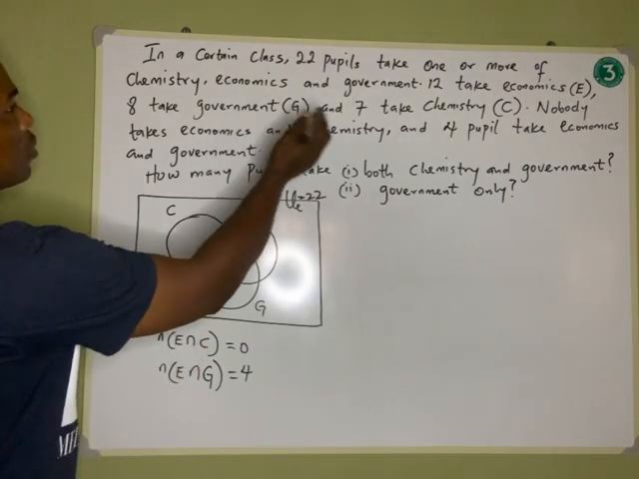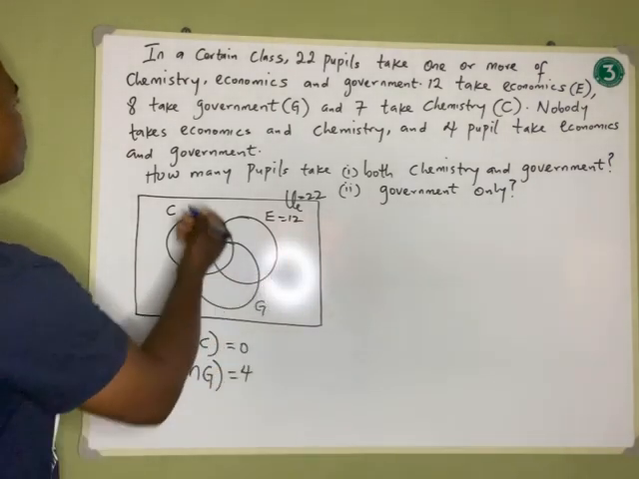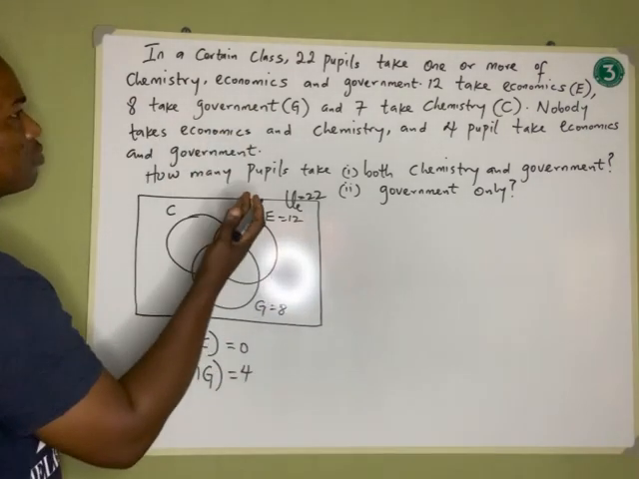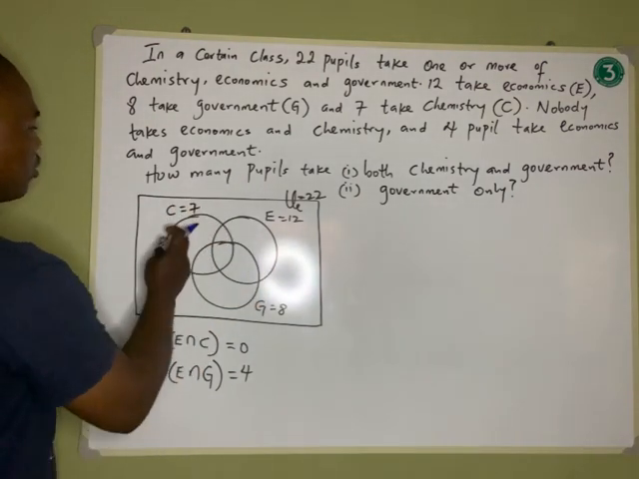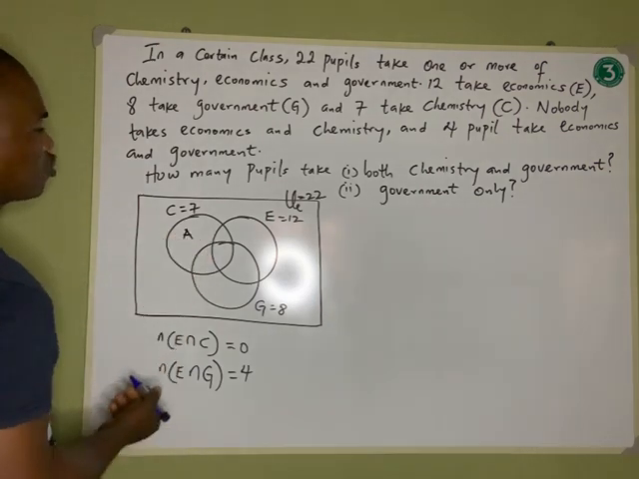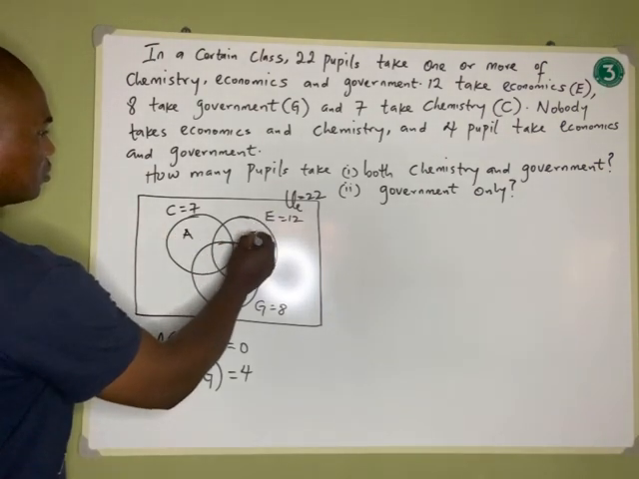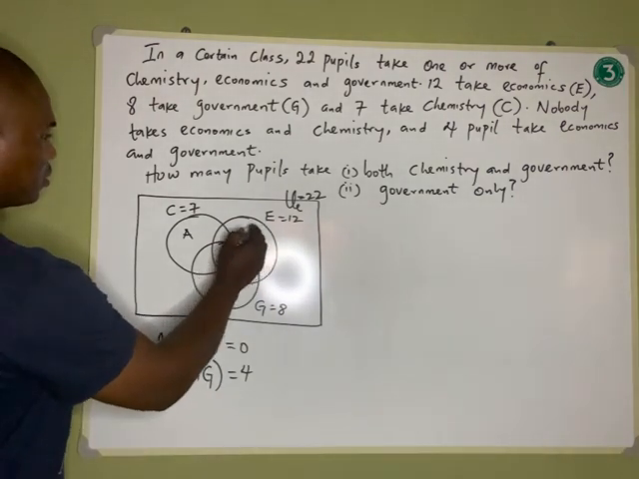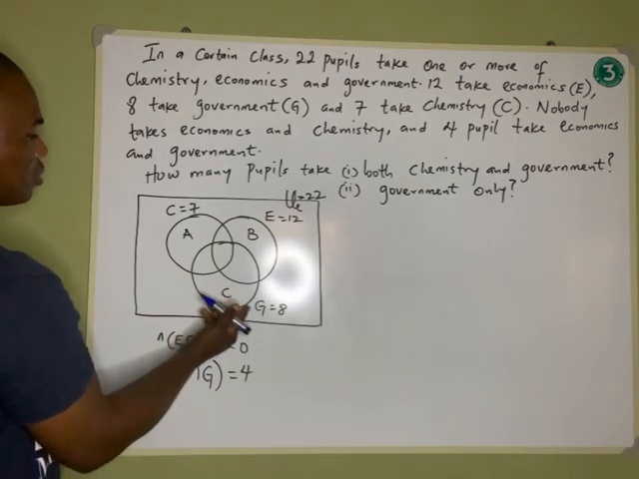Now, 12 take economics, that is E is equal to 12. 8 take government, this will be equal to 8. And 7 take chemistry, this will be equal to 7. Now, this is the number of pupils that take chemistry only. This will be the number of pupils that take economics only. While this side, sorry, let me use B here, will be the number of pupils that take government only.